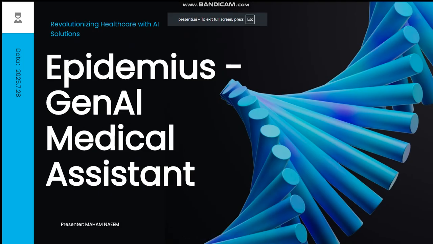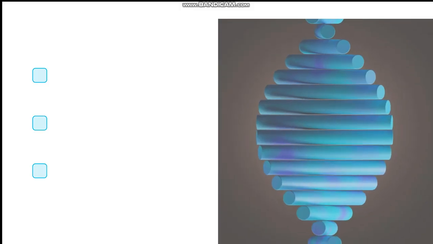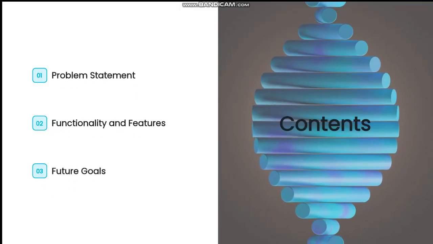Assalamu alaikum everyone. This is Naeem, and today I'm thrilled to present to you Epidemius, a lightweight, deployable, generative AI medical assistant designed to bridge the gap in healthcare accessibility. In regions where technology resources are limited, traditional AI solutions fall short. Epidemius is my effort to bring AI powered medical guidance to the people who need it the most.